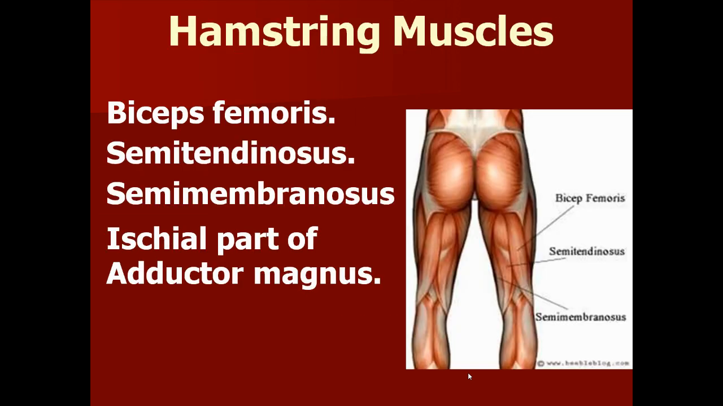Now we will see the hamstring muscles, that is the biceps femoris muscle, semitendinosus muscle, semimembranosus muscle, and the ischial part of the adductor muscle. You can see all the muscles in this picture, and you can understand the position and the shape of the muscles very easily.